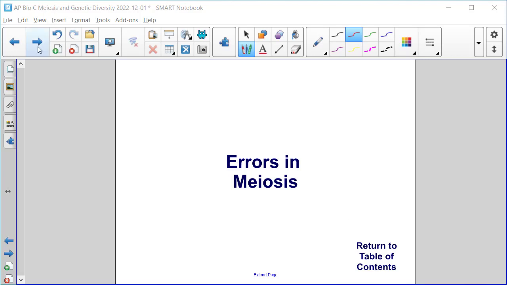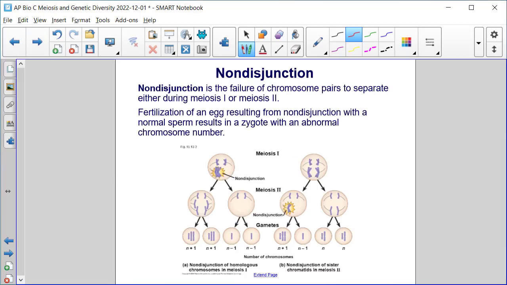Errors in meiosis. Non-disjunction is the failure of chromosome pairs to separate, either during meiosis 1 or meiosis 2. Fertilization of an egg resulting from non-disjunction with a normal sperm results in a zygote with an abnormal chromosome number.